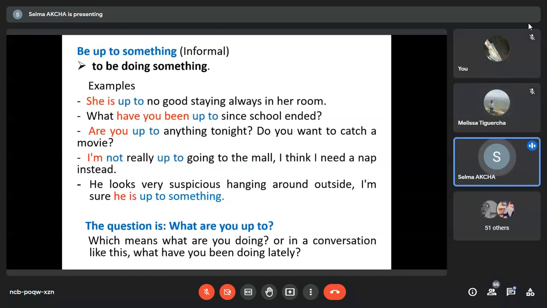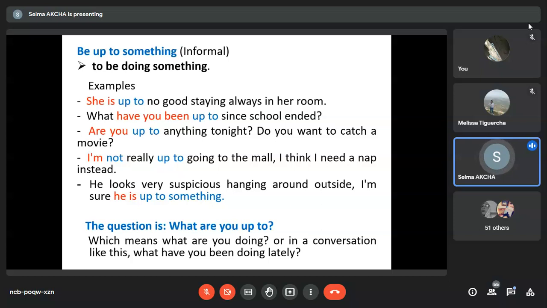La sieste, when you sleep, for example, 30 minutes or 1 hour in the afternoon, we call that a nap, okay? A nap, instead, à la place, au lieu de. Instead, c'est à la place de, au lieu de, okay?